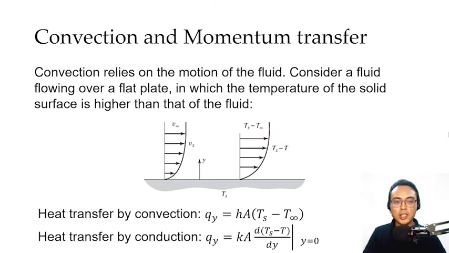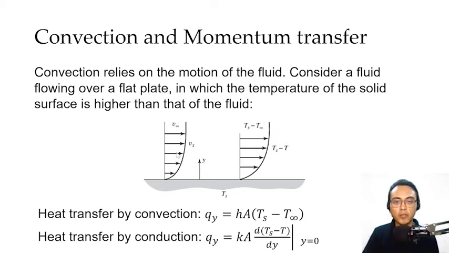Next, let us now relate momentum transfer to heat transfer by convection. Convection relies on the motion of a fluid. Let's consider a fluid flowing over a flat plate in which the temperature of the solid surface is higher than that of the fluid. That is very important because that lets us assume that the transfer of heat will be from the solid surface to the flowing fluid at the top of the plate.